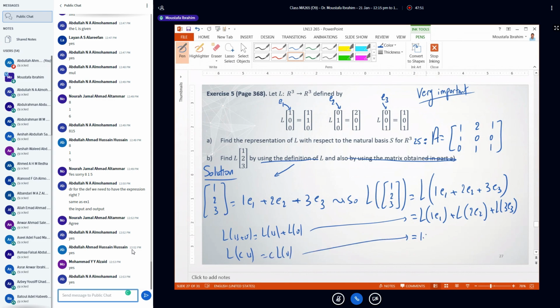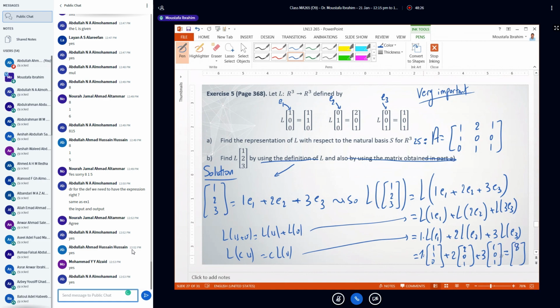So put one outside: 1 L(e1) plus 2 L(e2) plus 3 L(e3). Here it is plus, because look, here we already have plus. If I have minus, you put minus. So I will get 1 multiply L(e1), which is (1,1,0), plus 2 L(e2), which is (2,0,1), plus 3 times (1,0,1). Please do it.